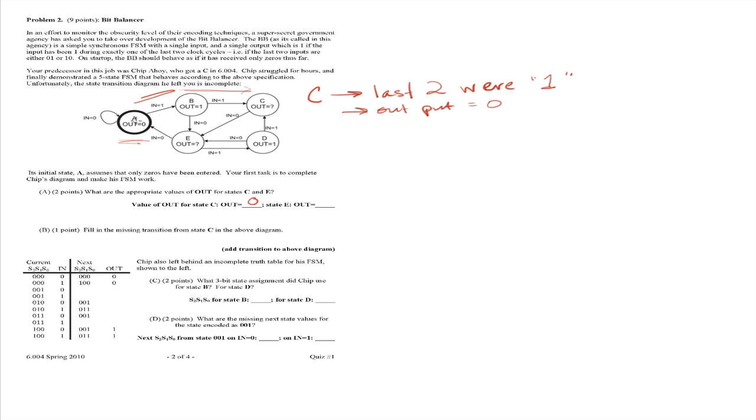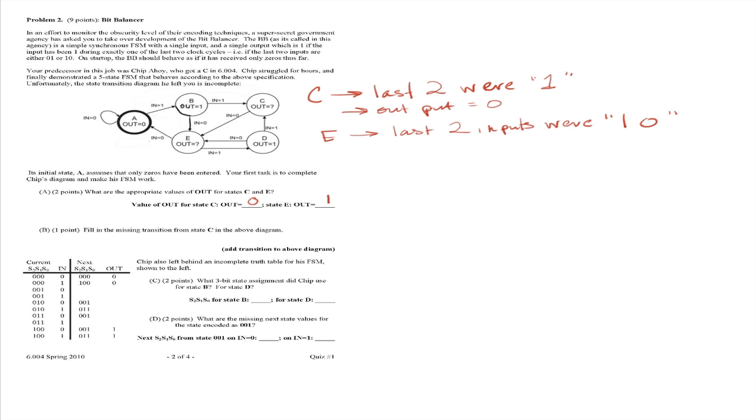Now for state E, we had a 1 and then a 0. So for state E, the last 2 inputs were 1 and then 0. So we want the output for state E to be a 1.